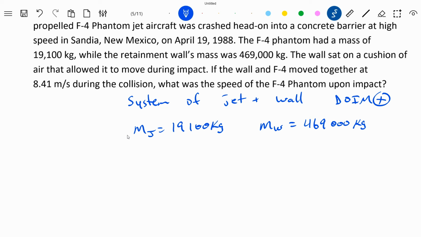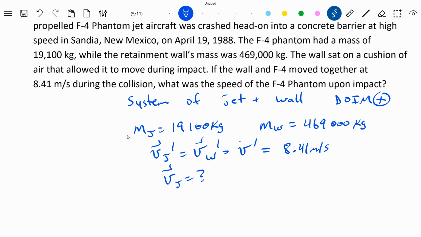Okay, they move together. So the velocity of the jet after is equal to the velocity of the wall after, let's call that a generic velocity after, of 8.41 meters per second. And it says during the collision, but I think that means right after the collision. So the question is, what was the speed of the jet prior to impact, just upon arriving there? So the velocity of the jet is what we're looking for.